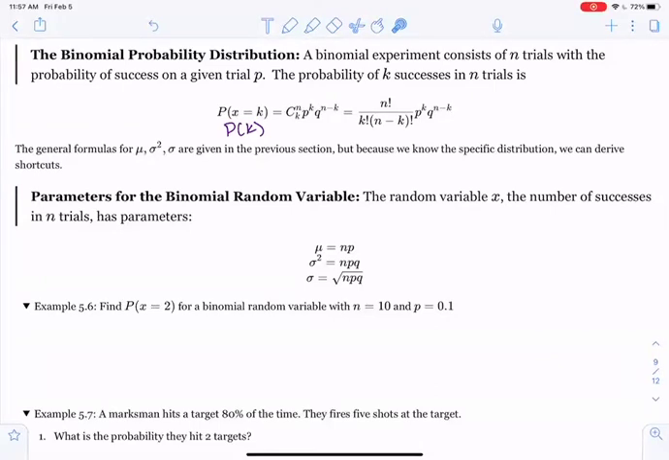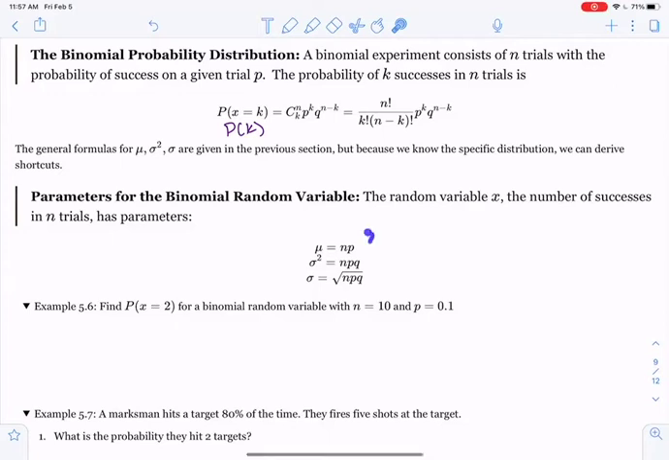Don't worry, we'll do an example of this. However, because this is a specific binomial distribution, it has a mean, a variance, and a standard deviation. We're not going to have to use those sum formulas. As we'll find out, if we know the type of random variable, if I know that this is a binomial probability distribution and a binomial random variable, we get shortcuts to find the parameters.